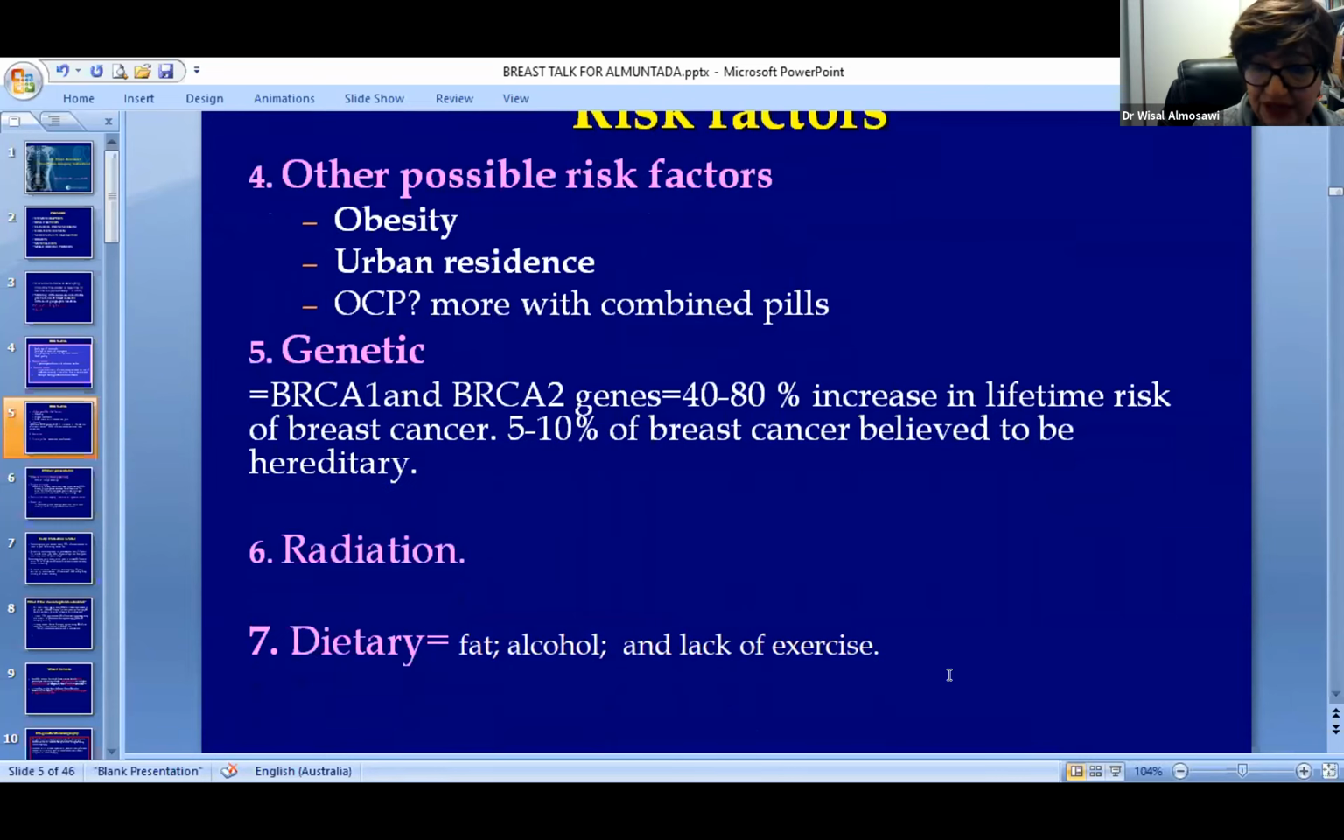Also exposure to radiation. Sorry, I think I'm rushing because it's a big topic and I need to squeeze it into 15 minutes. So if I'm going too fast, please let me know. I'll slow down.